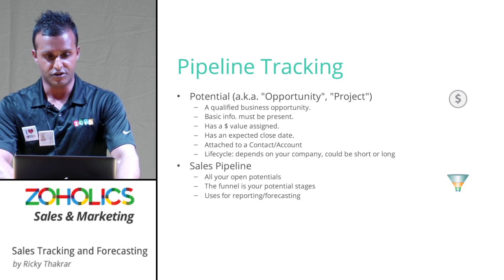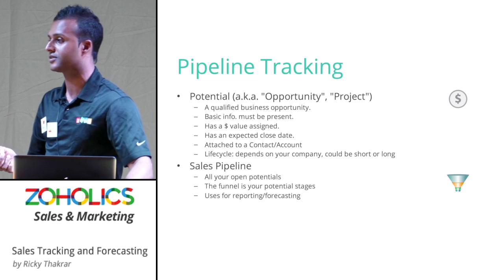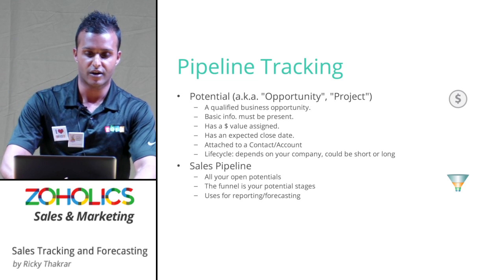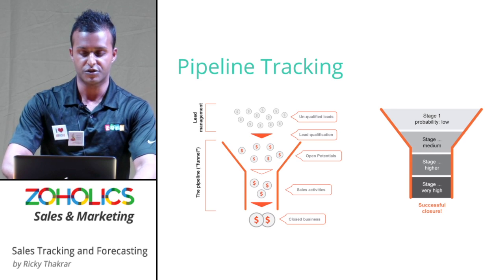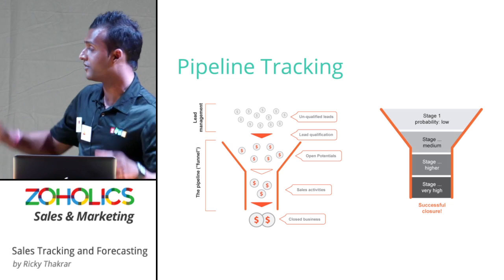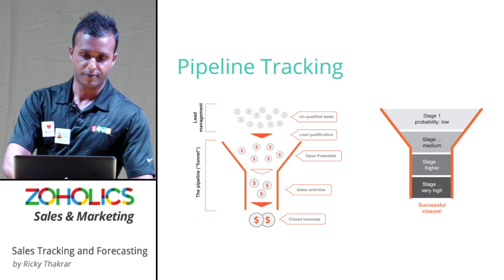All right? So your sales pipeline, which is the sales funnel, this is all of your open potentials. So everything that's not closed is going to show up in this report. All right? And this is going to be used for the forecasting tab as well. So here are two different sales funnels. One shows the leads section, one does not. So on the left, you have your leads falling into the funnel, you're qualifying them, and you're going to close the deal at the bottom.